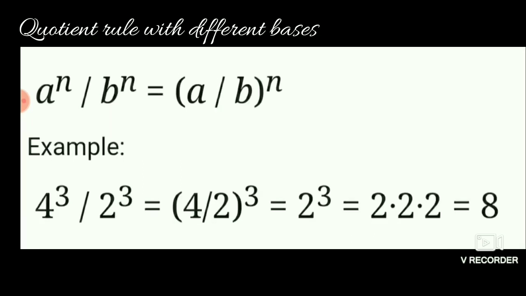Our next rule is the quotient rule with different bases. When we divide two numbers having different bases but the same power, then we can use a single power for both the numbers, and the numbers are written within brackets with a division sign. On applying this rule on 4 to the power 3 by 2 to the power 3, it can be written as 4 by 2 whole to the power 3, which is equal to 2 to the power 3, and that gives us 8.